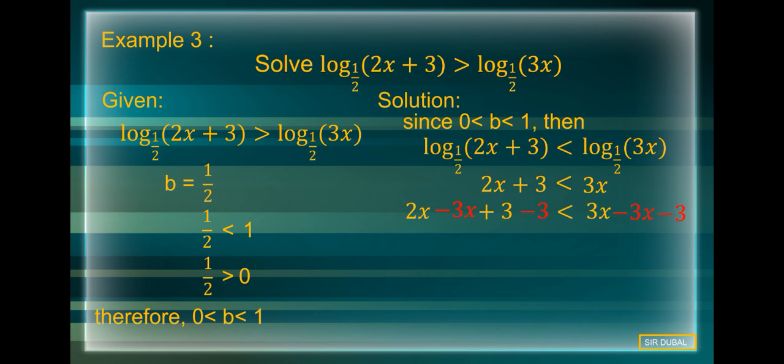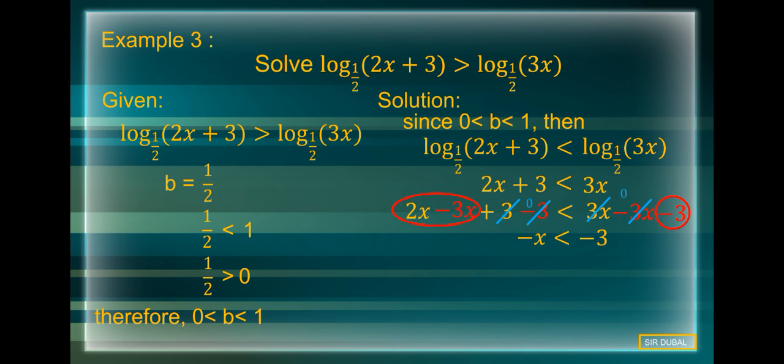So solving for like terms, we have 2x minus 3x is equal to negative x. Then 3 minus 3 is equal to 0. Then we're going to copy that inequality symbol. Then we have 3x minus 3x is equal to 0. Then we have that remaining number there, which is negative 3. We're just going to copy that one. Okay. So after this, since we all know that we still have a negative term, which is negative x, we still need to solve this one.